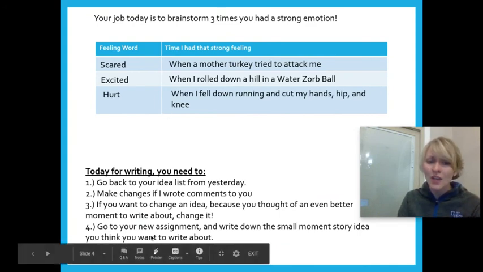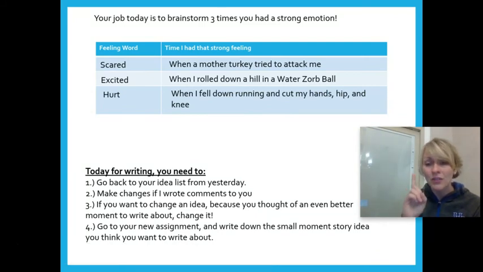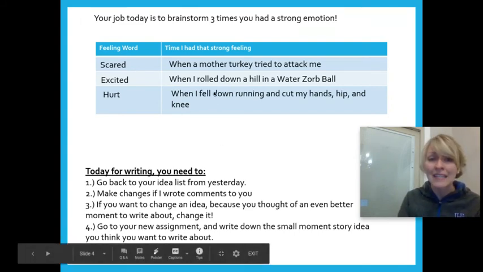We have a new assignment today as well, and you're going to be picking out your favorite small moment, just one of them, the one that you think would be the best, most interesting story to write to your readers. And I want you to write that idea down, just that really short sentence, okay? I'm going to show you those documents really quickly.